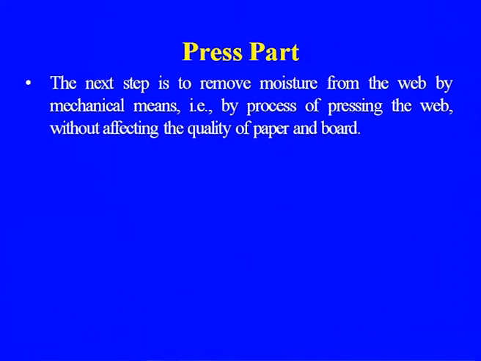The next step is the press part. The next step is to remove the moisture from the web by mechanical means, by the process of pressing the web. The formation of the sheet which we get after the wire part we call the web. The web is pressed without affecting the quality of the paper and board.